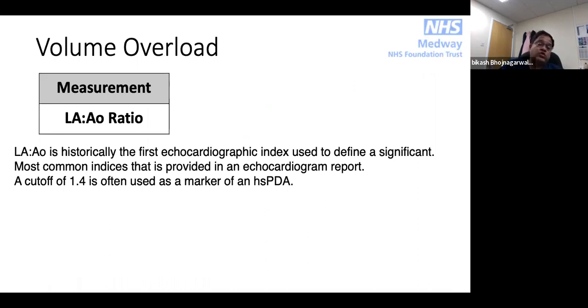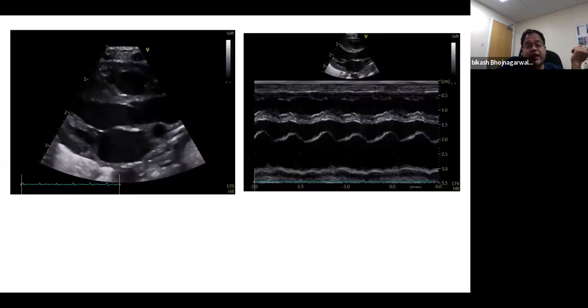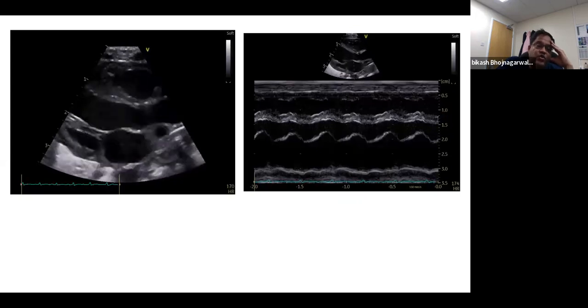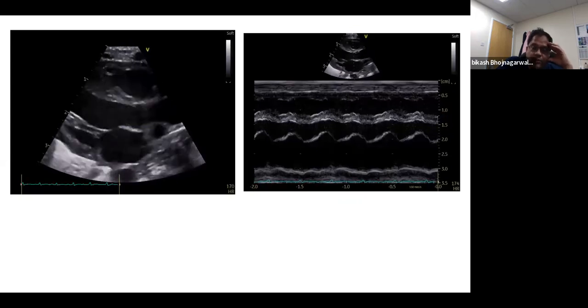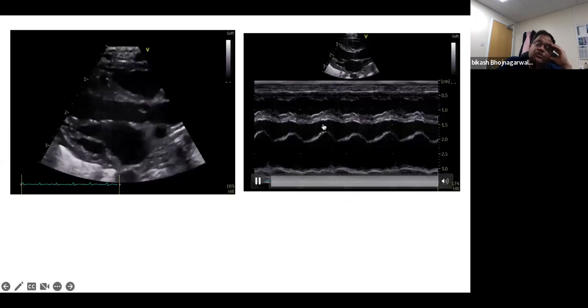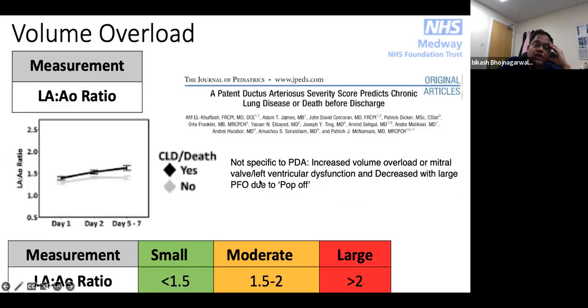Now, volume overload, we all do that. Historically, this is the first echocardiographic index used to define a duct, and a cutoff of 1.4 was used as a marker of hemodynamically significant PDA in most of the studies. In terms of measuring, we take a parasternal long axis view, and cut an M mode properly. I would advise you to measure where the aortic valve is hinged, and do end systolic measurements. For LA, you should measure the maximum width of the LA.